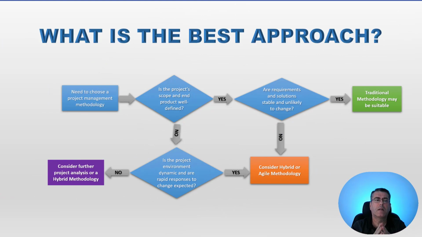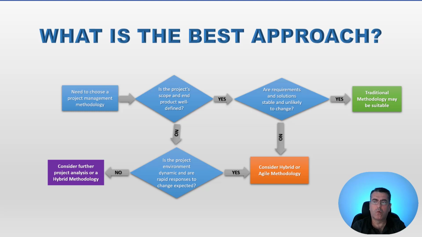I put here a quick diagram that shows you some important questions that you need to pay attention to when you define the project management approach. So the first thing is, if you really need to choose a project management approach or methodology, the first question you need to ask is: are the project scope and final product well defined?